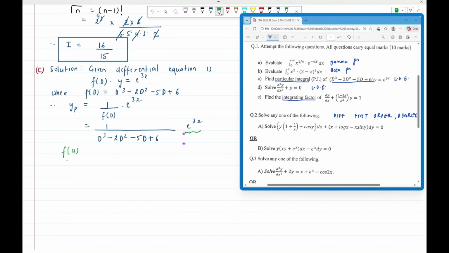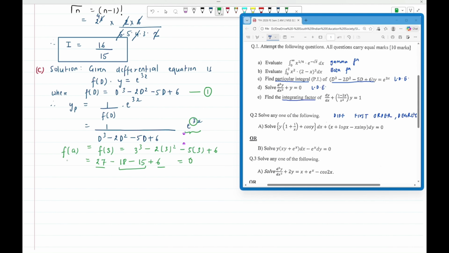Please recall that f of D is this expression. f of a is going to be f of 3. This 3 comes from the coefficient of x, and that is going to be 3 cube minus 2 times 3 square minus 5 times 3 plus 6. So we have 27 minus 18 minus 15 plus 6. You can see that this is 33 as well as negative 33, so this is equal to 0.